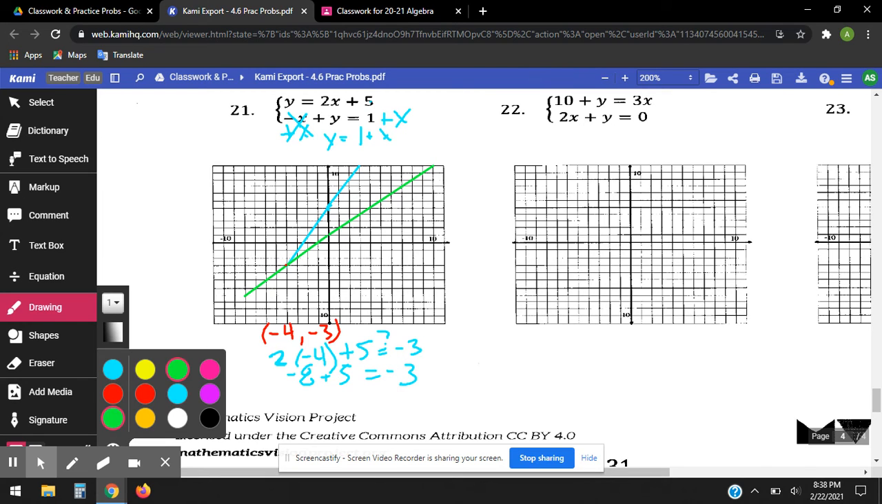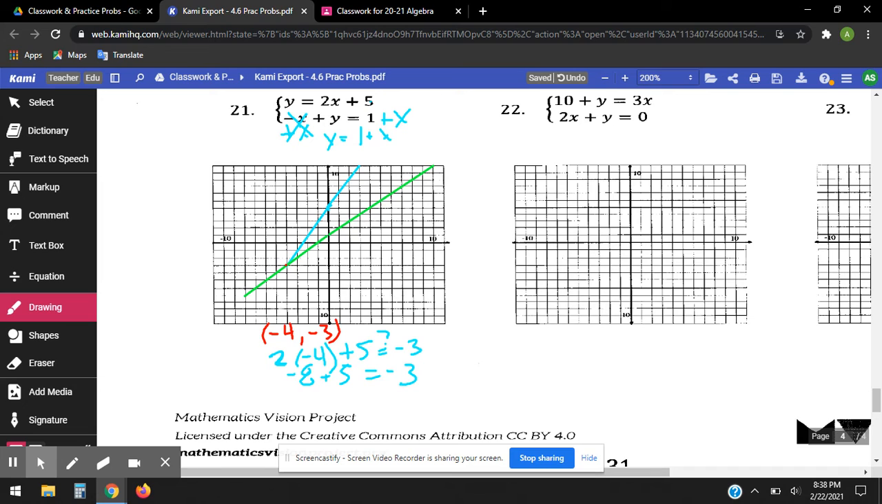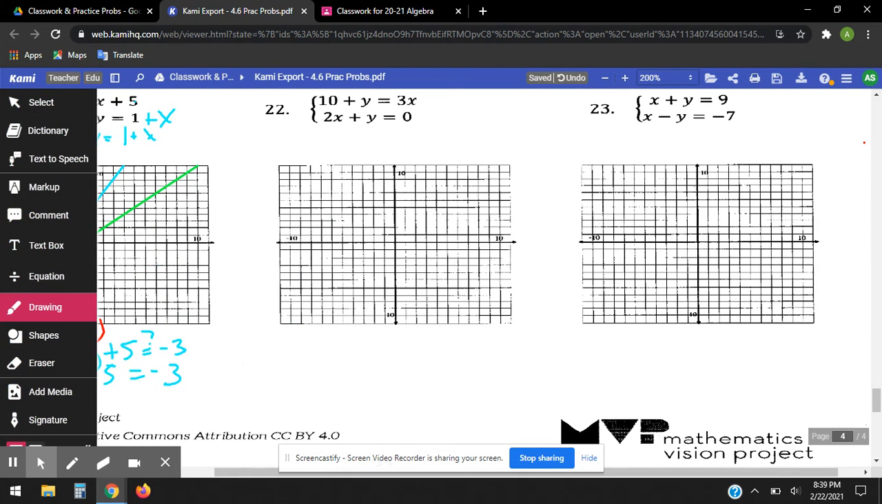So that one works. Now for my second one, it was negative x, so negative negative 4 plus negative 3. Does that equal 1? Well, negative of a negative is positive, so 4 plus negative 3 does equal 1. So there was my check. All right, let's go to 22.